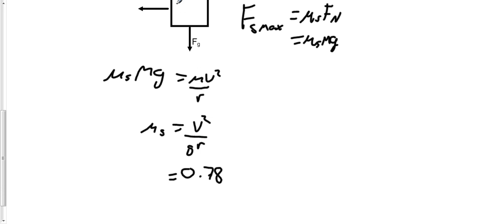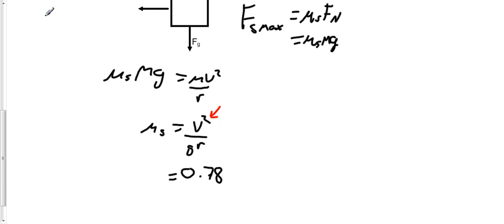And notice something else kind of neat here. This is a squared relationship. So if we double the speed around the curve, we actually need 4 times the coefficient of friction to make us go around it safely. So speeding around a corner is actually something that's generally not a good idea. All right, so there's that one.